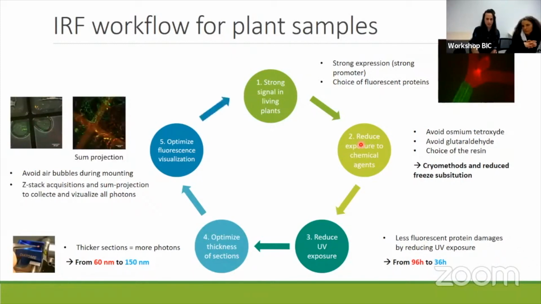And of course, you can do a loop. If all those parameters, you can readjust, start from the beginning, choose another fluorescent protein, etc. And one point which is very important for us is to use a very performant optical system, very sensitive, because it can change everything.